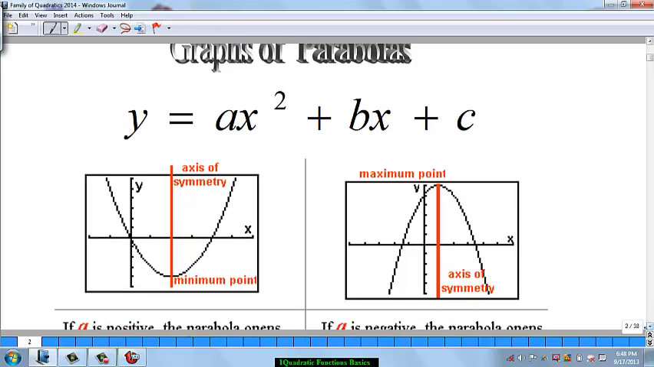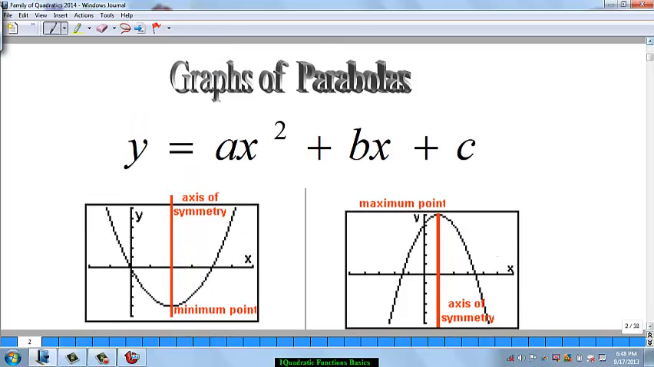Let's look at a graph of a parabola, which is a quadratic function. Here we have a y equals, it's an equation. We have ax squared, and notice we have this 2 is squared. When you square the x, it bends the line so it turns into a parabola. Plus bx plus c. This is called the standard form of a quadratic.